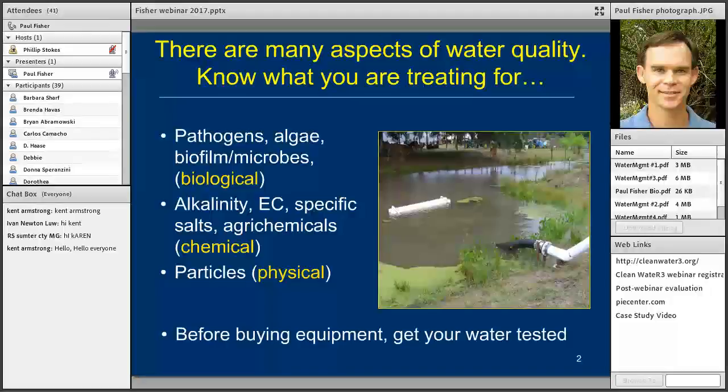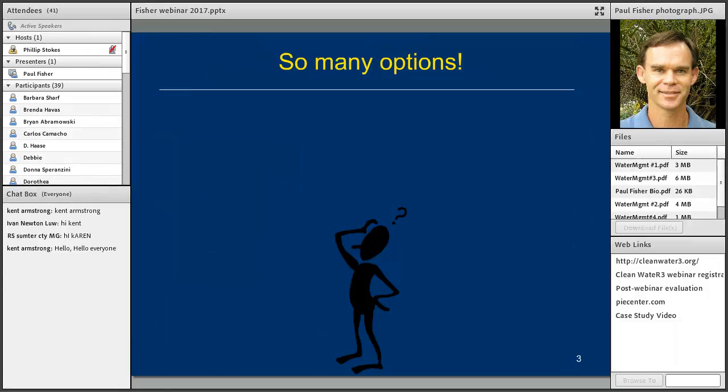So before you buy equipment, you want to identify which aspect of water quality you really want to have treated, and get your water tested by a lab. For example, they may be testing for Pythium or Phytophthora for a biological problem, they might be testing the salts or an agrochemical for a chemical issue, or they might be doing a total suspended solids measurement for particles in your water.